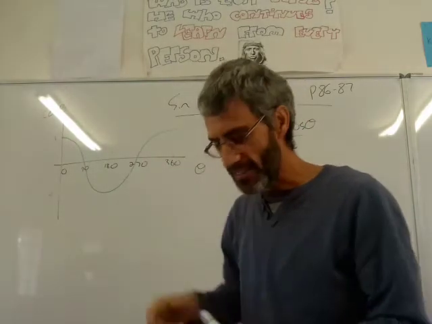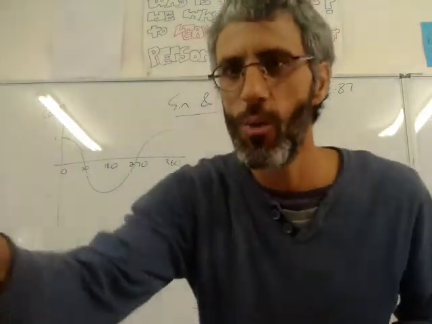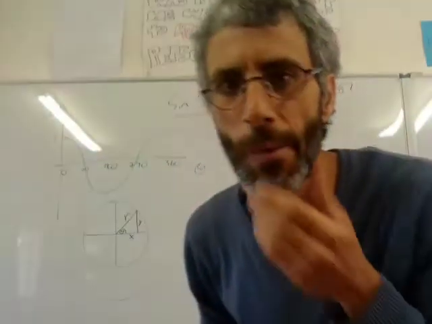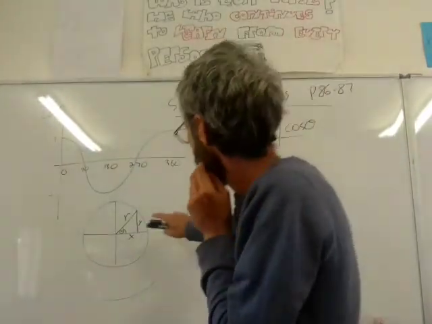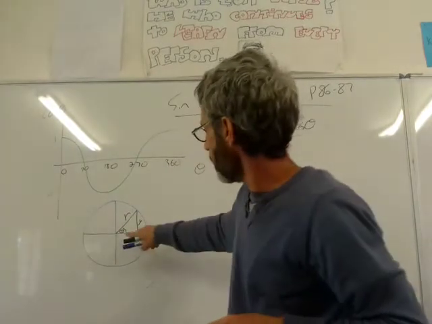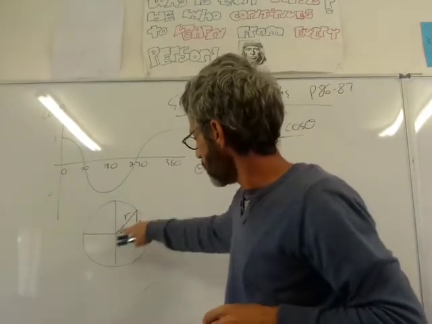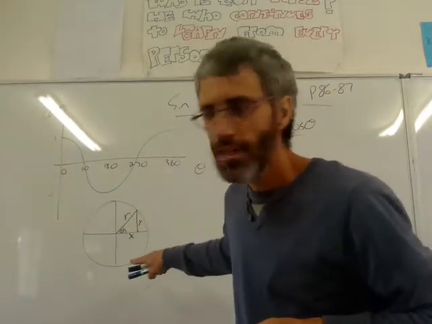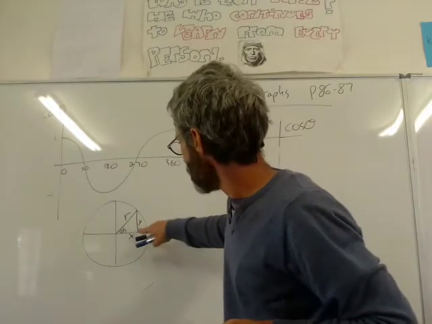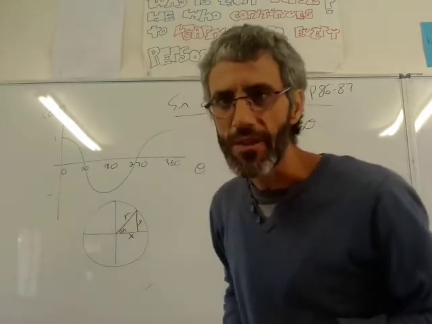Okay? Now let's try and understand it, just like I did before with the circle. So I drew our little circle with a triangle in the middle. The radius r is your hypotenuse. Okay? The y-coordinate and the x-coordinate of the angle theta.